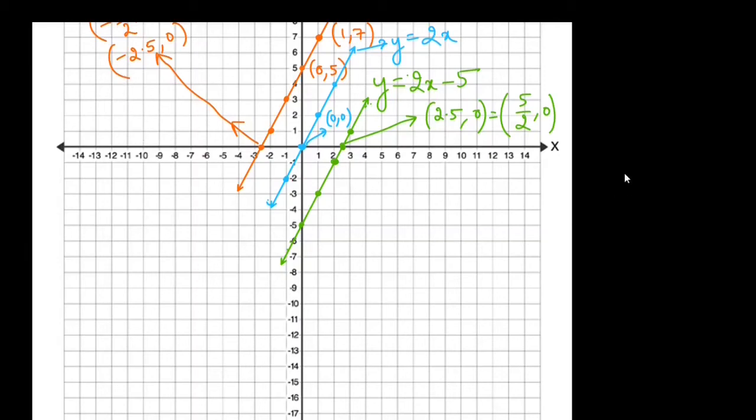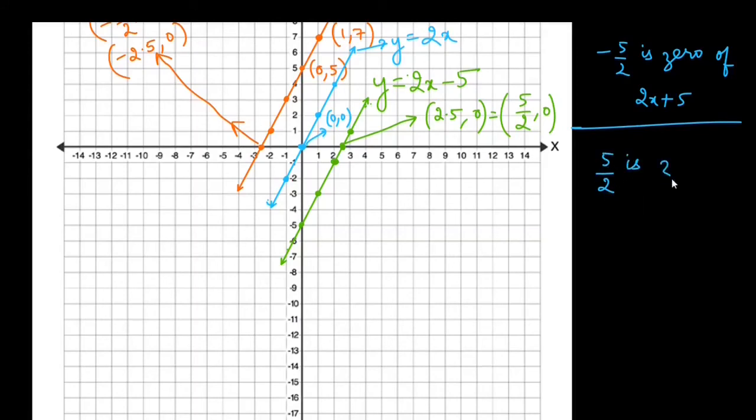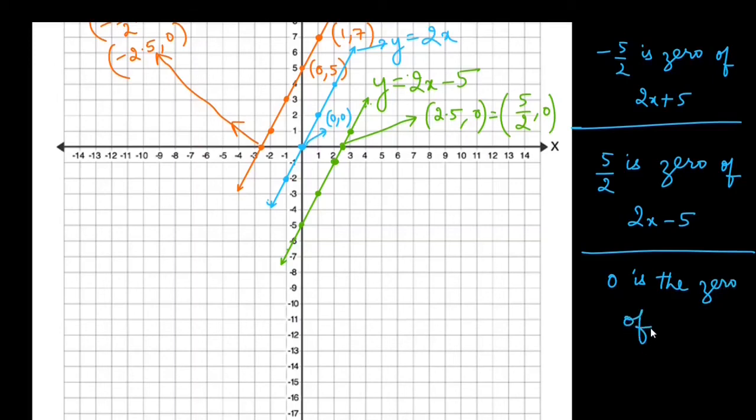So this one, minus 5 by 2 is the 0 of 2x plus 5. Plus 5 by 2 is the 0 of 2x minus 5. 0 is the 0 of 2x.